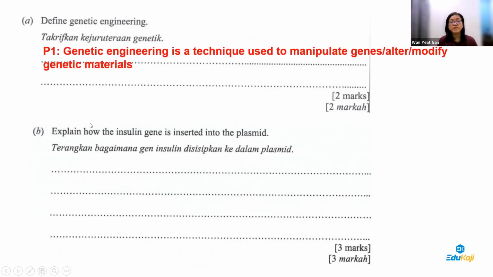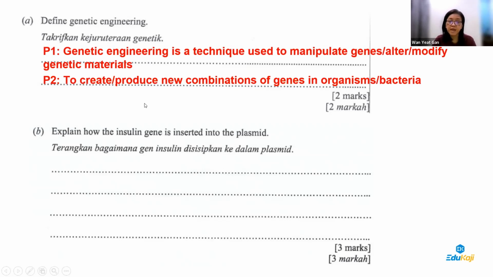Okay, so define genetic engineering. Genetic engineering is a technique used to manipulate genes. You use this technique to manipulate the gene to create new combinations of genes in organisms.